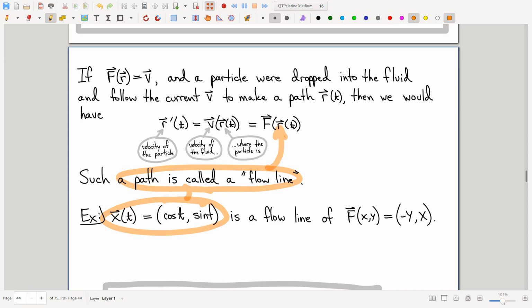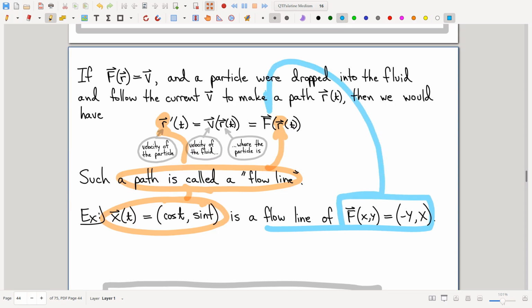In other words, if you put that there and there, it's a flow line for this vector field there. In other words, this equation works. So this is a good plug and chug. All you got to do is plug that in. It's good exercise to make sure you see what goes where and what these things look like. The resulting algebra is actually very straightforward.